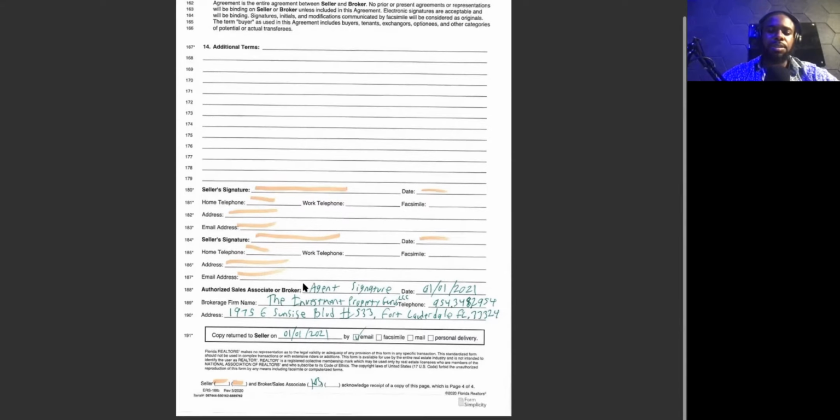I put agent signature so you know that this is where you sign. It says agent or broker. The date, the investment property gurus is the firm name always. This is your phone number and our office address.